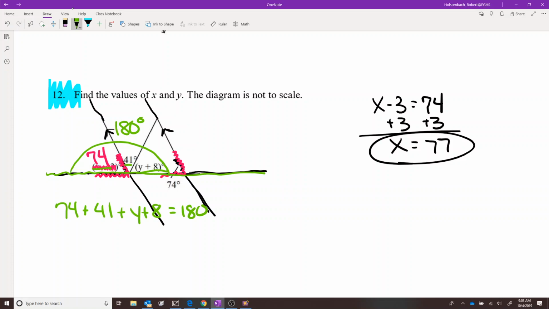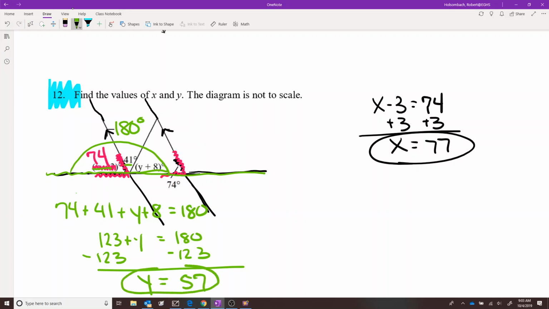Okay? So if you combine your like terms, you got a 74 plus a 41, so 115 plus the 8. You got 123 plus y equals 180. And you can subtract 123 from each side. And your y equals 57. So there's your value of x. There's your value of y. Diagram's not to scale. Everybody good with that?